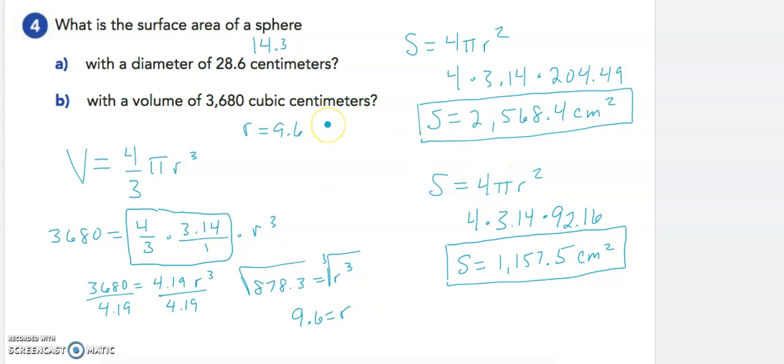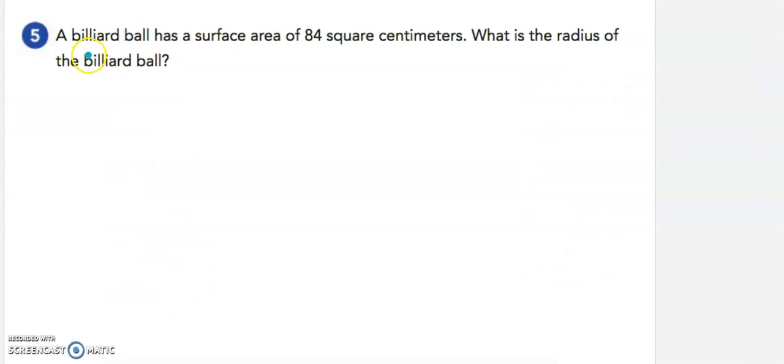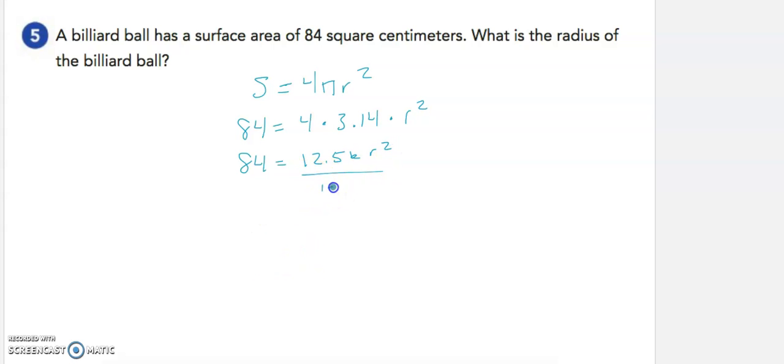All right. So number 5. A billiard ball, like a pool ball you play pool with, has a surface area of 84 square centimeters. What's the radius? Surface area equals 4 pi r squared. So we have 84 equals 4 times 3.14 times radius squared. Let's simplify here: 84 equals 12.56 r squared. We're going to divide both sides by 12.56.